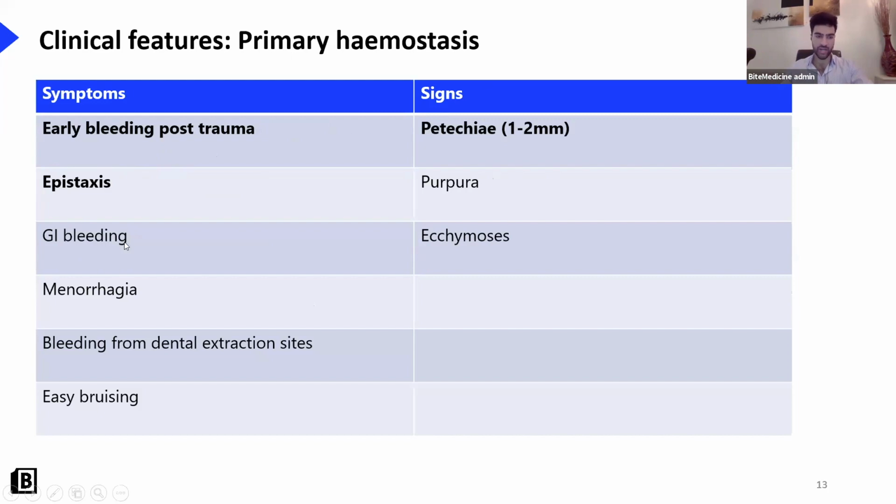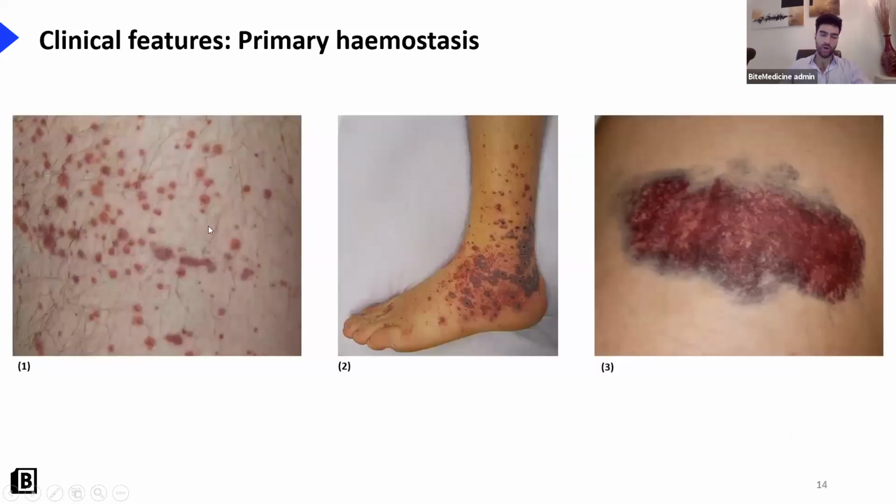Of course, you can get other things like GI bleeding, menorrhagia, bleeding from dental extraction sites is a common one in exams, easy bruising. Purpura and ecchymoses are just bigger, basically they're bruises. So petechiae are pinpoint hemorrhages in the skin, and purpura and ecchymoses are slightly bigger. So on the left here, we have an example of petechiae. In the middle, that's purpura, and on the right, that's ecchymoses. So ecchymoses are the biggest, petechiae are the smallest, and purpura lies in between. So it's all just to do with the size of bleeding into the subcutaneous and skin tissue.